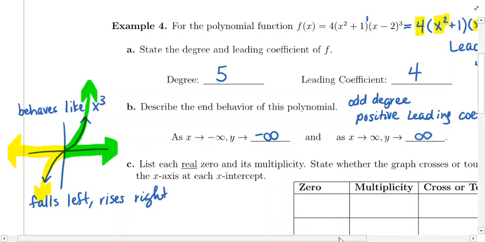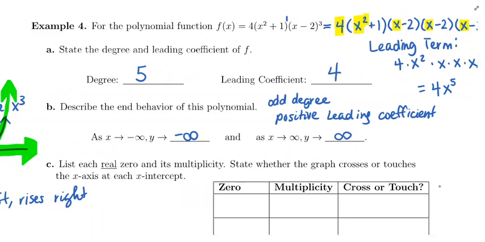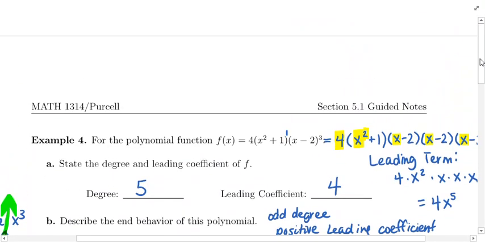All right, on to part C, the zeros, the x-intercepts. Again, we're sticking to real zeros at this point. It is possible to get something imaginary, but we're only going to be listing the real zeros because those are the ones that physically appear on the graph. All right, so remember, to find zeros, those are x-intercepts.